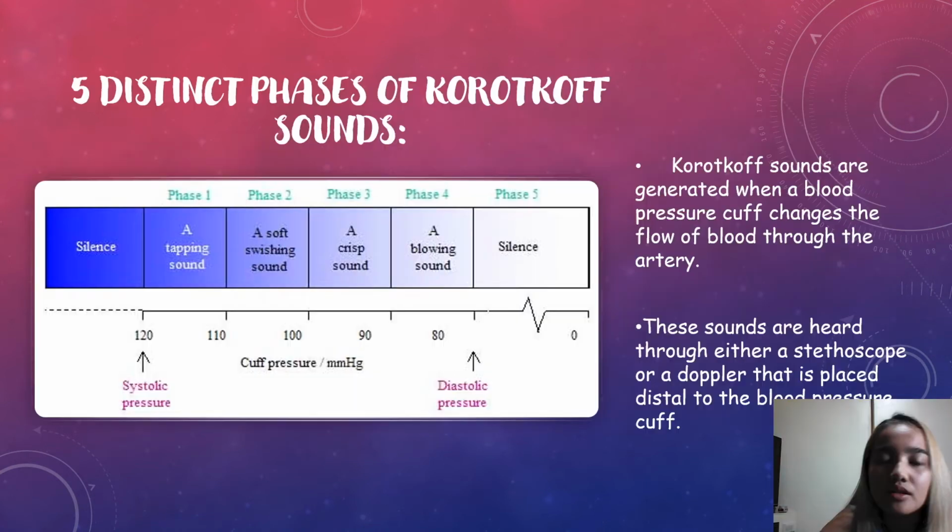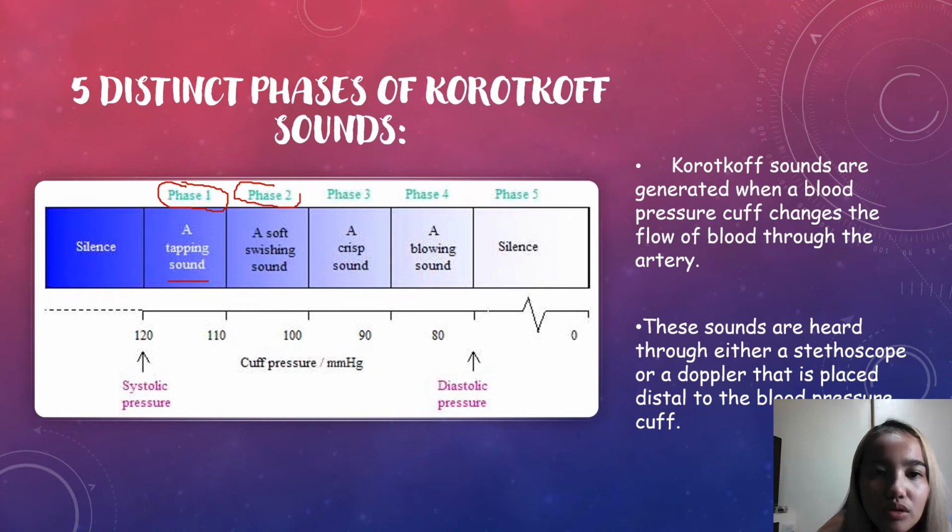So here are the 5 distinct phases of the Korotkoff sound. And what is a Korotkoff sound? These are the sounds generated when a blood pressure cuff changes the flow of blood through the artery. And these sounds are heard through either a stethoscope or a Doppler that is placed distal to the blood pressure cuff. So in phase 1, which has a tapping sound, this is the first sound heard as the cuff pressure is released. This sound also provides the systolic pressure reading.